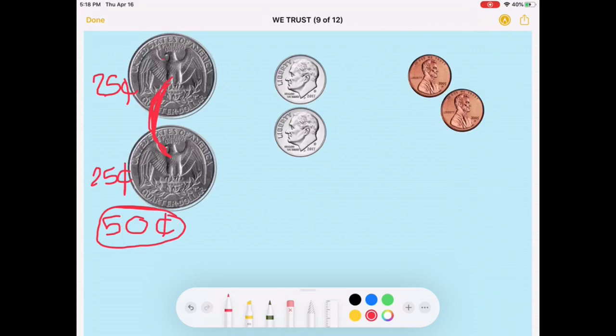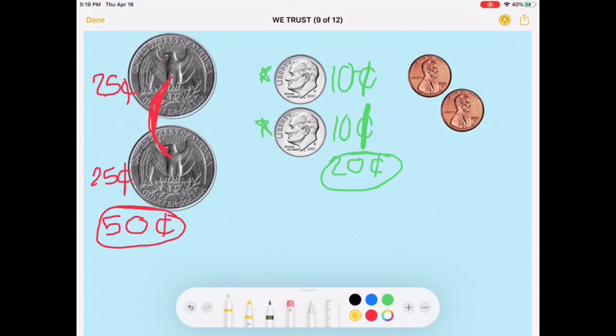Now let's move on to our dimes. For our dimes, I've got one right here and one right here. I know that each of these dimes is worth 10 cents. So 10 plus 10 is 20. And then over here we've got 2 pennies. We've got 1 penny, 2 penny, which is 2 cents. Now all I need to do is add 50 plus 20 plus 2.